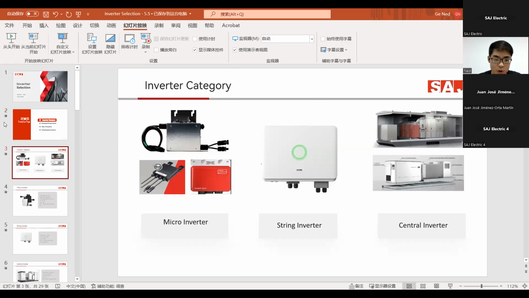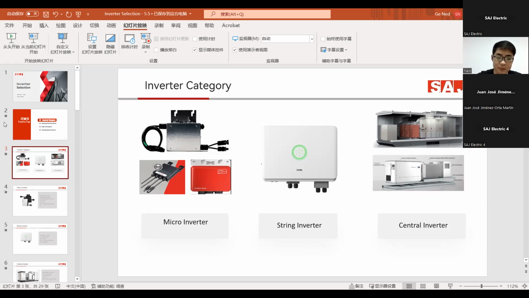This slide, we have three types of grid-tied inverters on the market. You may also notice there are off-grid inverters on the market, but because they work individually with no impact on the grid, we are not covering them today. And first is the micro inverter.